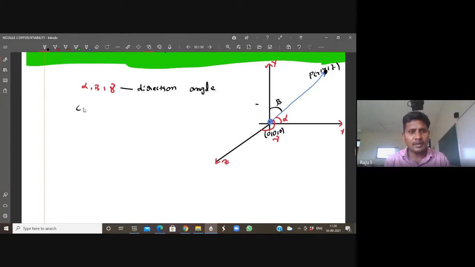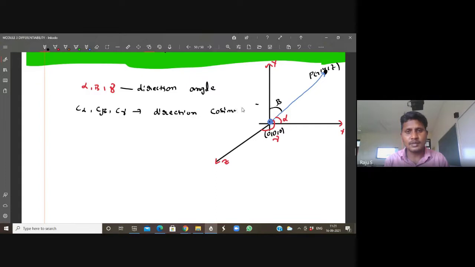Same with cos alpha, cos beta, cos gamma. See here, alpha, beta, gamma are angles. What are the angles? Direction angles. Here cos, cos, cos, nothing but cosines. Generally we call them cosines; we write it simply as cos. So alpha, beta, gamma are direction angles, and cos alpha, cos beta, cos gamma are called direction cosines.